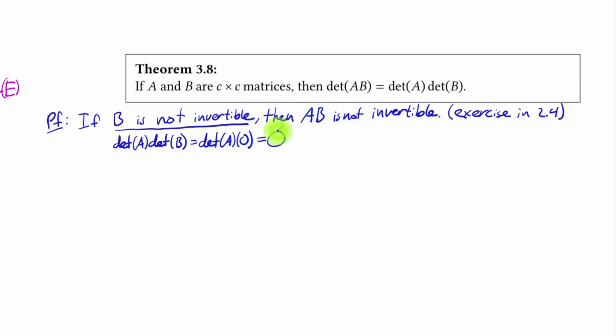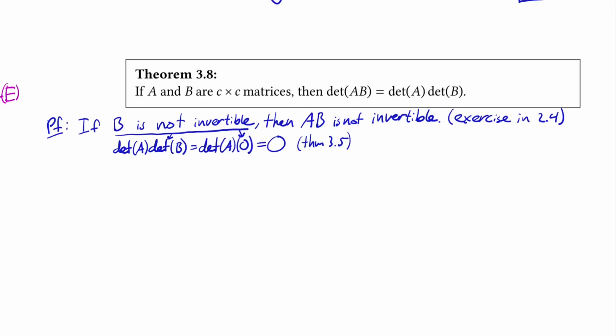And anything times 0 is 0. And if AB is not invertible, same thing. That implies that the determinant of AB is 0. And of course, 0 equals 0. So they're both equal to 0. So the theorem works if B is not invertible.